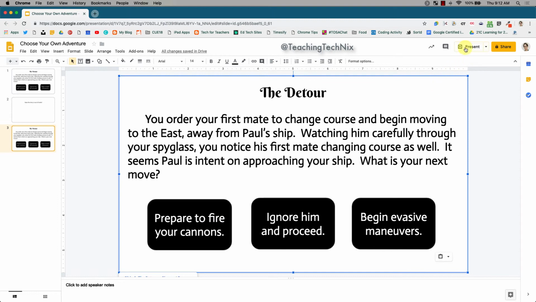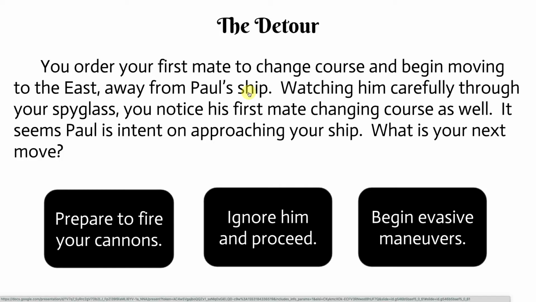So let's go ahead and go back to present mode. You can see now when I click on the slide, nothing happens. It's not taking me to another slide. It's just keeping me right here where I should be in my story. So that's how you create an invisible protective layer to keep your readers on track during a choose your own adventure story in Google Slides.